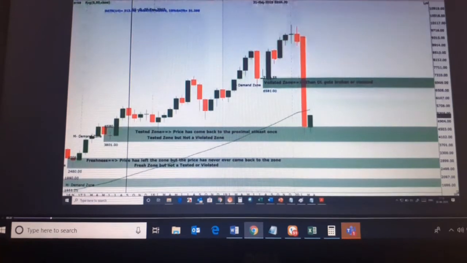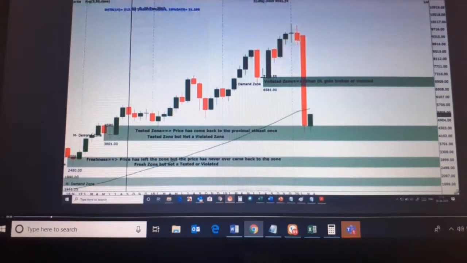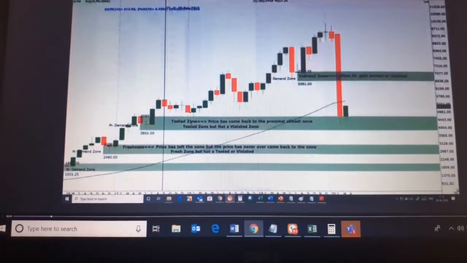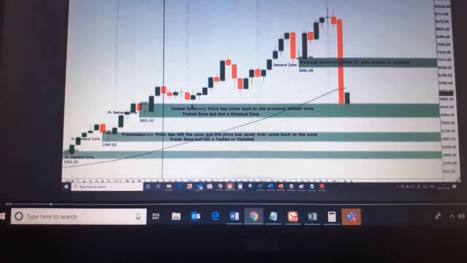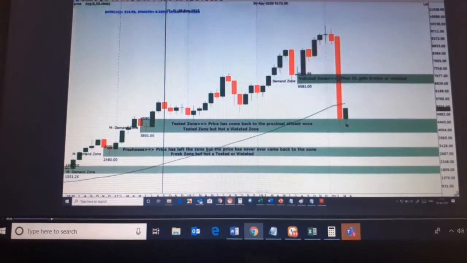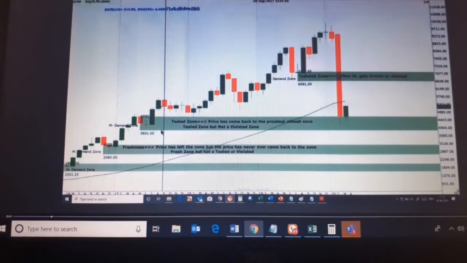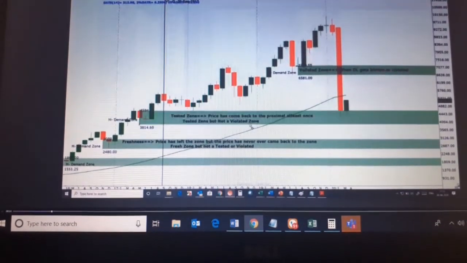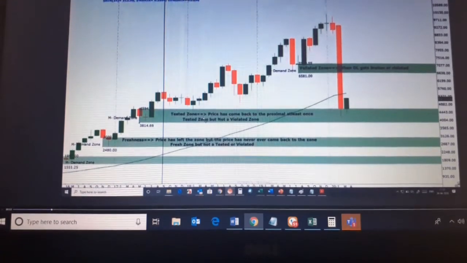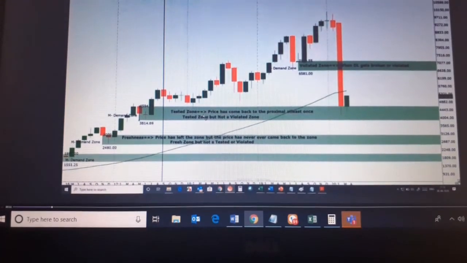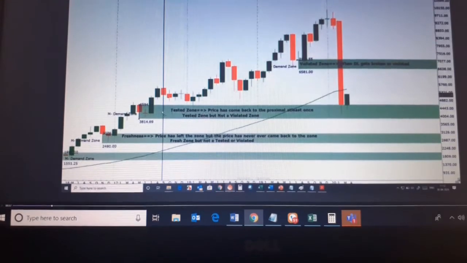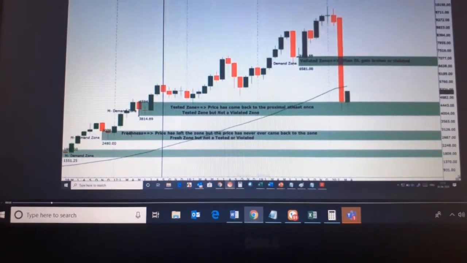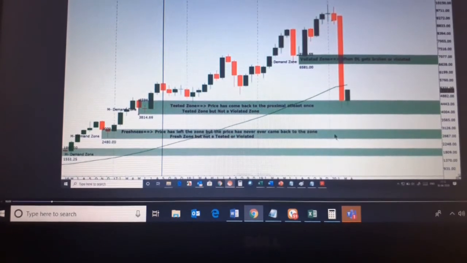So this is your violated zone because the distal line has been violated. This is your tested zone. The price has touched the proximal, it has come into the zone, but it has not violated the distal line. So this is a tested zone, but not a violated zone. Similarly, this is a fresh zone. Can you see the price has left the zone, but the price has never come back to the zone.